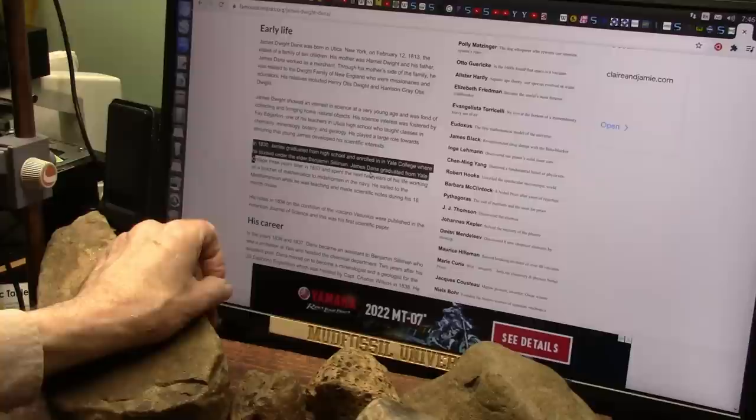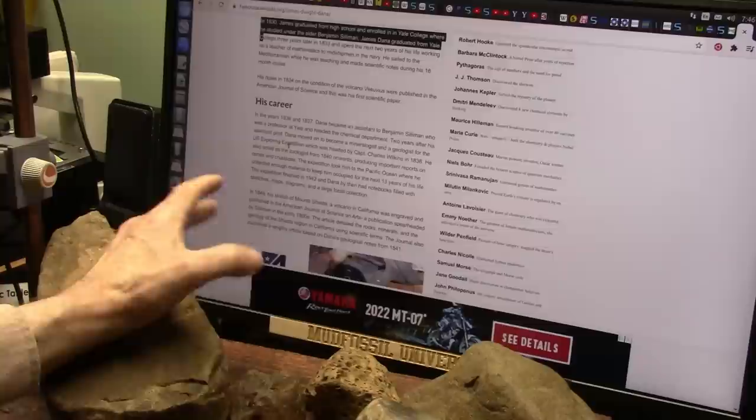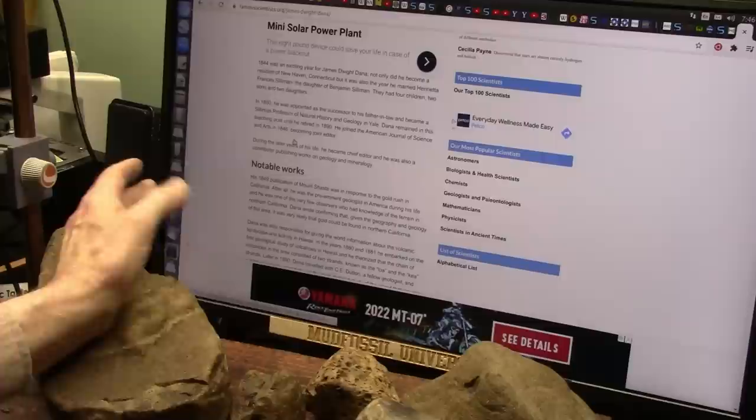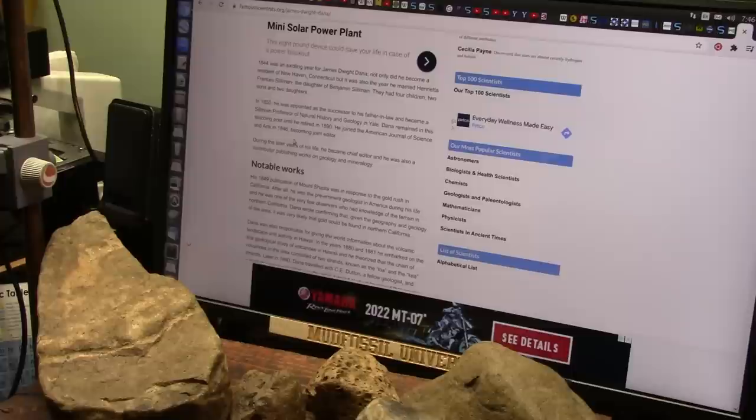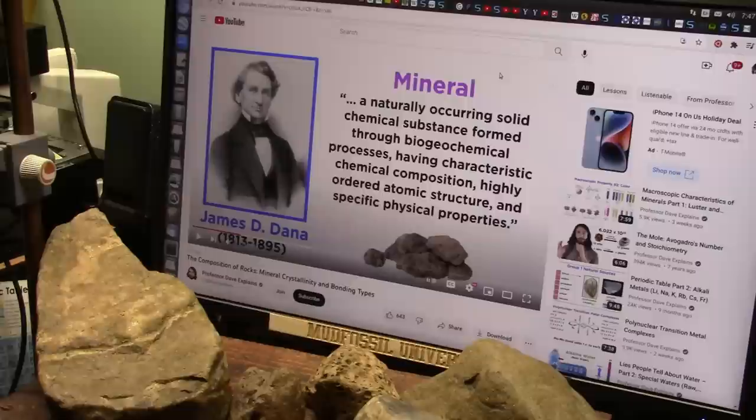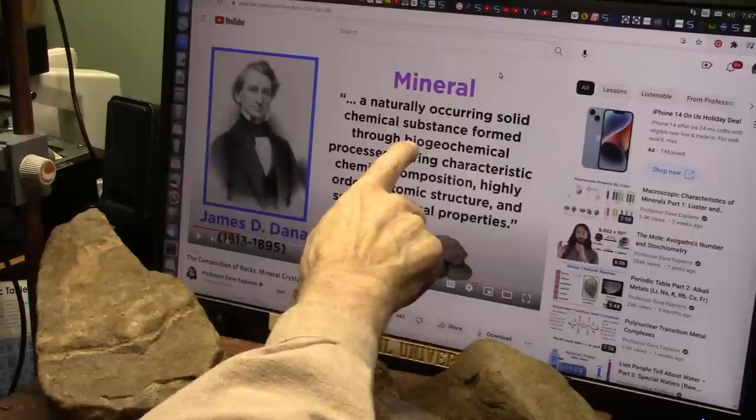And anyway, he lived in New Haven, and he ended up marrying Silliman's daughter. And when Silliman retired, he took over as the successor to the head of the geology department at Yale. And his comments were, everything is biology. So they wrote him out of history. And don't forget, this is in quotes. This is a direct statement by this guy, James Dana. Biogeochemical processes.